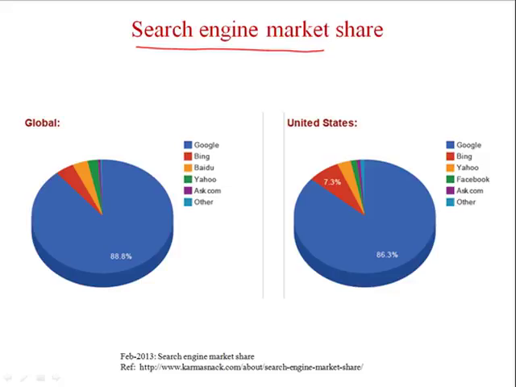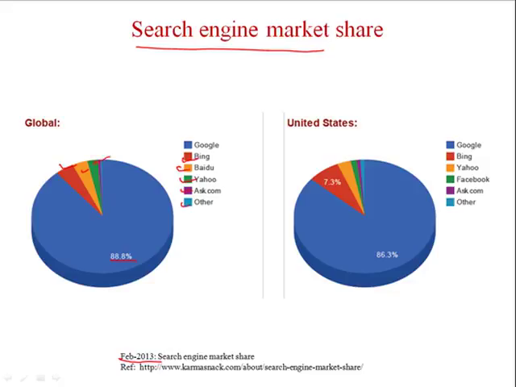From the latest survey, February 2013, the search engine market share shows that globally Google has 88.8% of the entire search market. After that, the second rank is Bing, third is Baidu, a Chinese search engine, Yahoo is in fourth position, and then Ask.com and others.